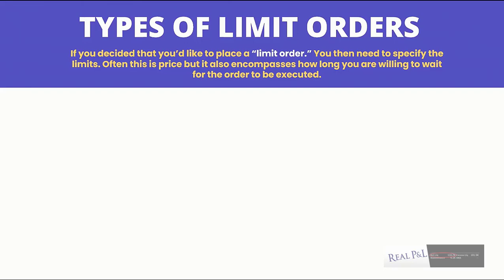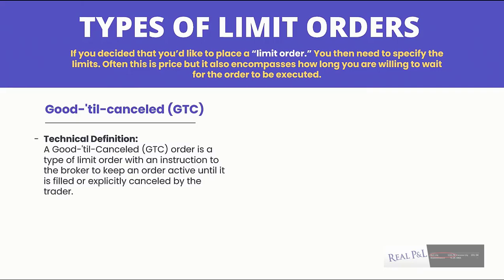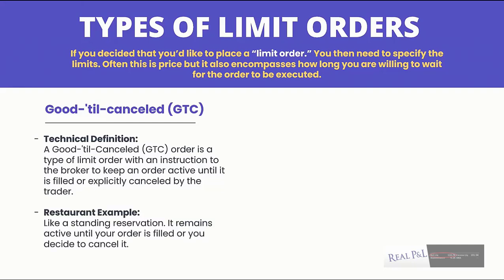If you decide you'd like to place a limit order, you then need to specify the limits. Often this is the price, but it also accompanies how long you're willing to wait for the order to be executed. This type of limit order is a GTC, good till canceled. A good till cancel order is a type of limit order with an instruction to the broker to keep the order active until it is filled or explicitly canceled by the trader. In a restaurant example, it's like a standing reservation. It remains active until your order is filled or you decide to cancel it.